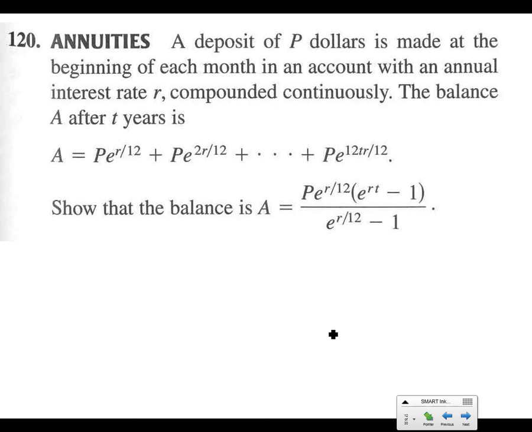120, let's talk about annuities. We deposit P dollars at the beginning of each month, and we get an annual interest rate of R, compounded continuously, so we'll remember Pert is our formula here, and the balance A after T years is given by the formula below. Show that the balance is A equals the formula given there.